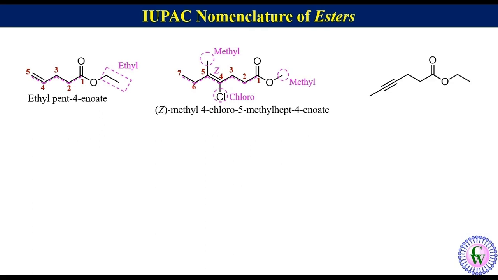This is an example where R group has an alkynyl group. R prime is ethyl. This is the parent chain with 6 carbon atoms. Numbering will be 1, 2, 3, 4, 5 and 6. Here the position of first carbon of triple bond is 4. So the IUPAC name will be ethyl hex-4-ynoate.